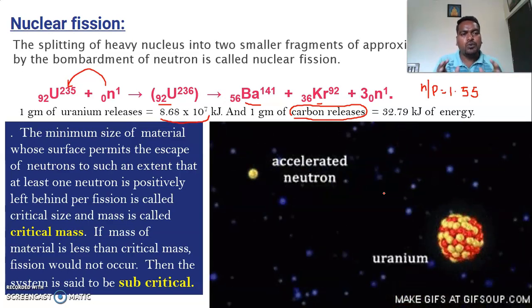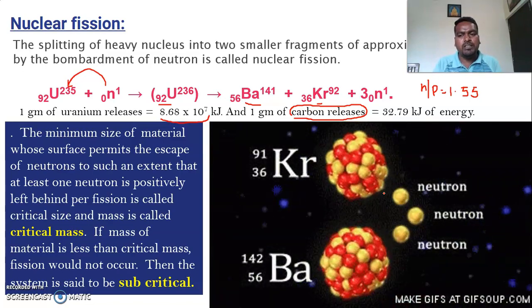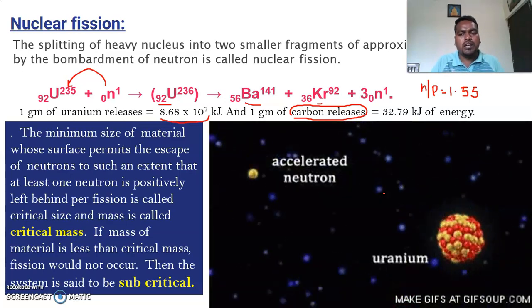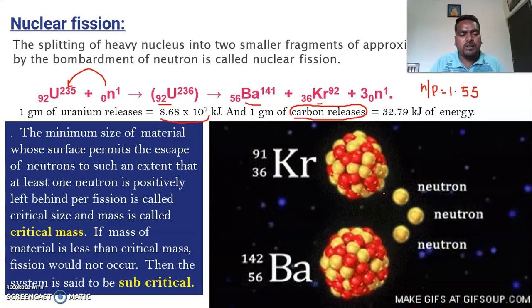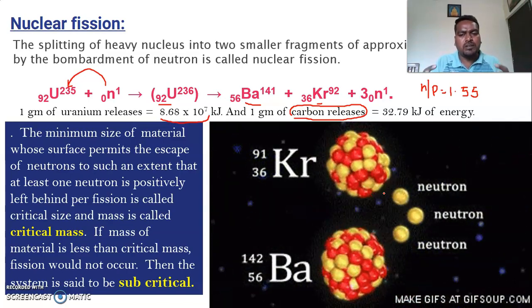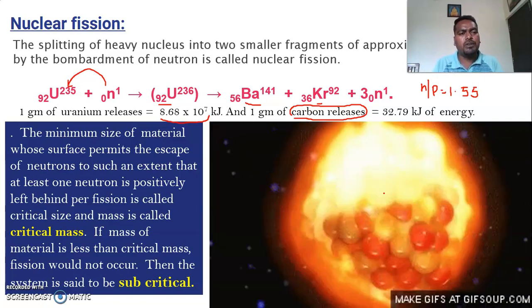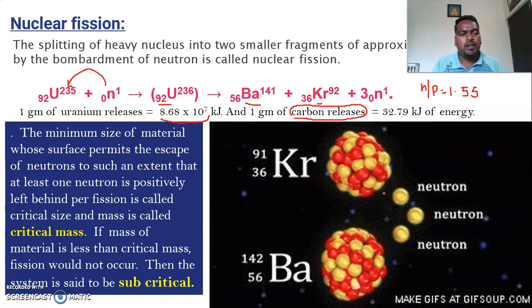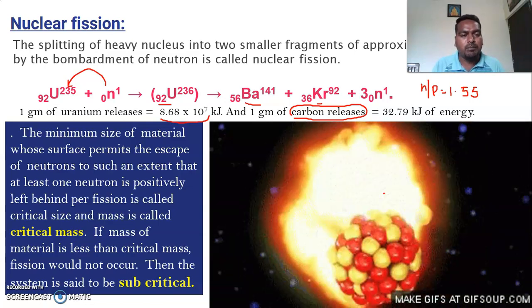That's why a minimum amount of fissionable material, whose surface permits the escape of at least 1 neutron in order to cause further fission reaction, is needed. So that mass is called the critical mass. That is the minimum mass of uranium which is required to sustain a fission reaction. It is called the critical mass.